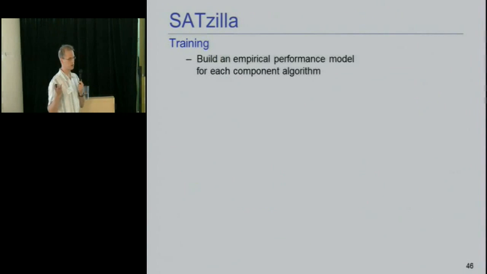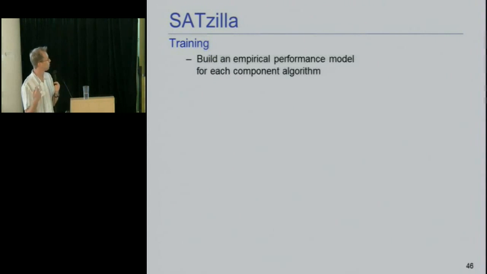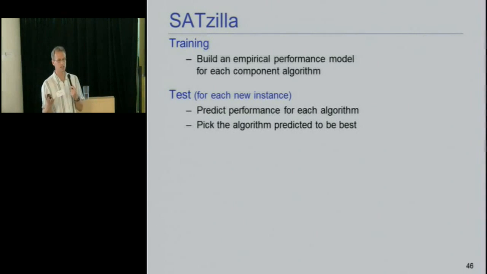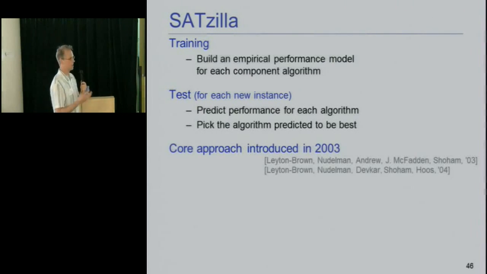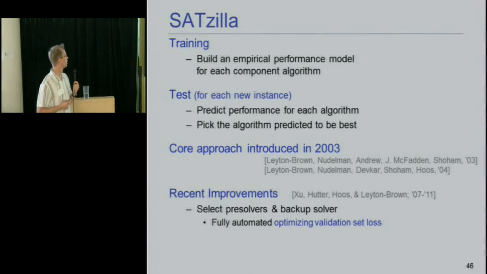And SATzilla is one way of doing that. What SATzilla does during training is build an empirical performance model for each component. Then at test time, it predicts the runtime of each of the algorithms and picks the best one. Simple enough. This core approach was actually introduced by a group at Stanford when Kevin was still there, prominently featuring Eugene Nudelman, who is also at Google actually, and their supervisor, Yoav Shoham. And when Kevin moved to UBC, we continued that work.